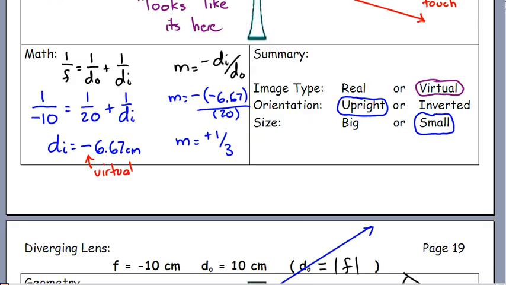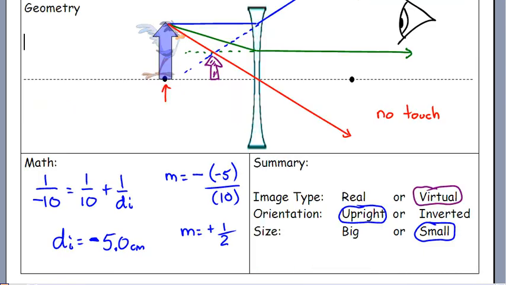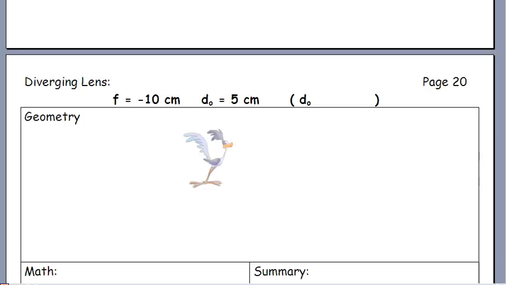On the previous example, they're not always 1/3, but it's always less than 1 when you're farther than a focal length out. This one here, when you're at the focal length out, in a kind of an absolute value sense, it will be half as big. So in many ways, this is exactly the same story, right? Virtual, upright, small.